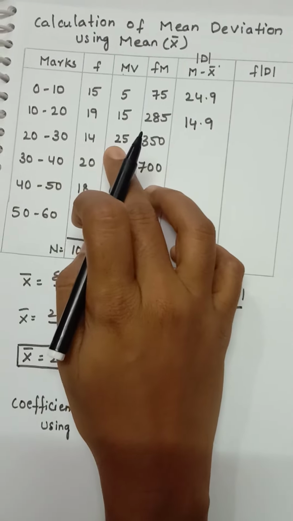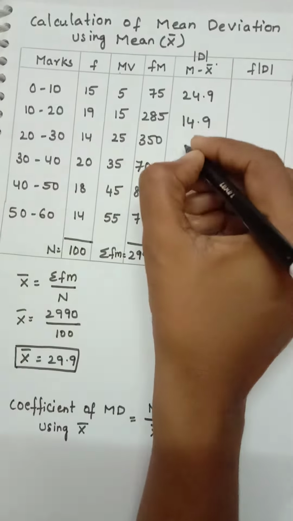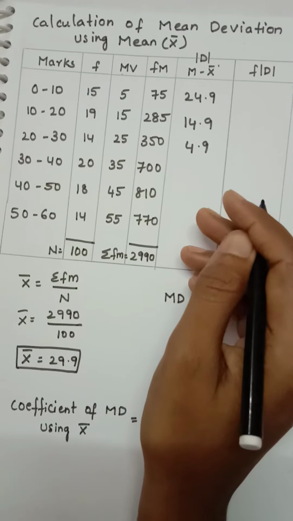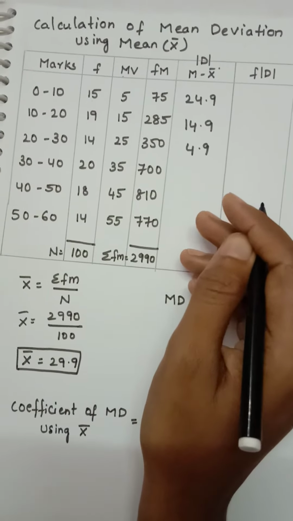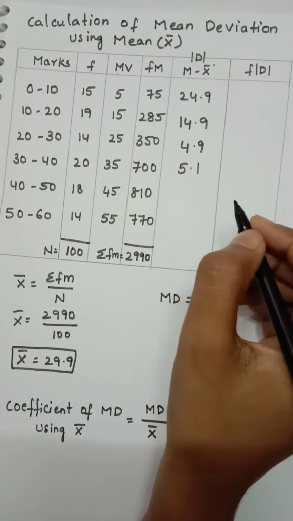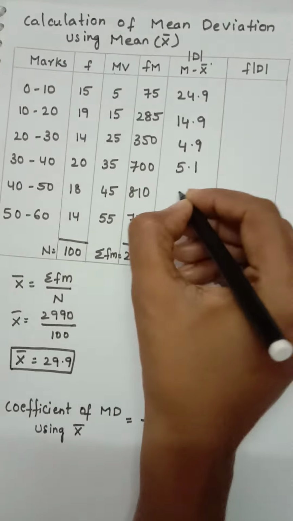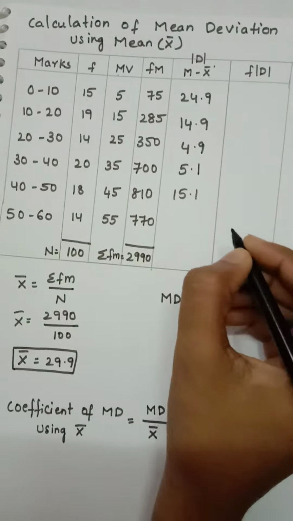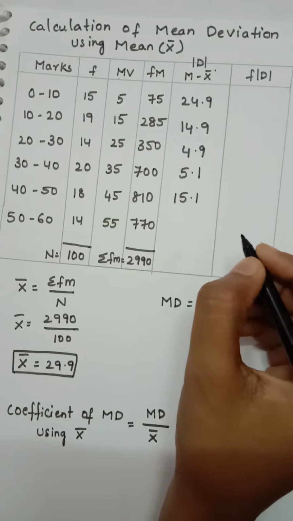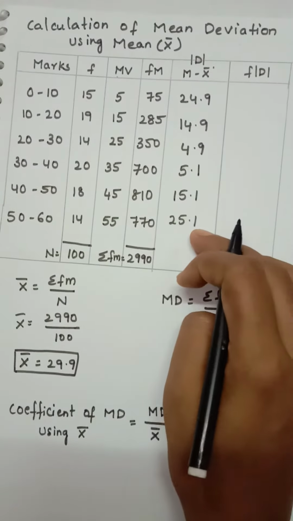Next, 25 minus 29.9 is 4.9. Next, 35 minus 29.9 is 5.1. Next, 45 minus 29.9 is 15.1. 55 minus 29.9 is 25.1. So we got the mod d values.